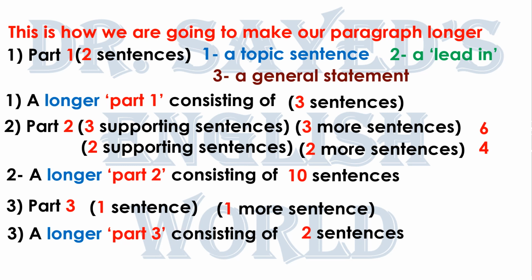طبعا الجزء الثالث اللي هو الجملة الخاتمة concluding sentence كان مكون من جملة واحدة، هضيف له جملة كمان زيادة أو هيكون عندي جملتين بدل جملة. So I'm going to have 3 sentences for part 1, plus 10 sentences for part 2, plus 2 sentences for part 3. So it's going to be a total of 15 sentences. يبقى أنا حولت الفقرة عندي من 9 جمل إلى 15 جمل.